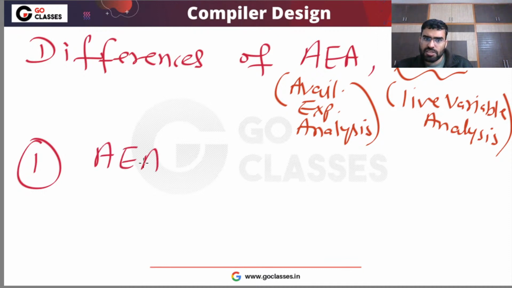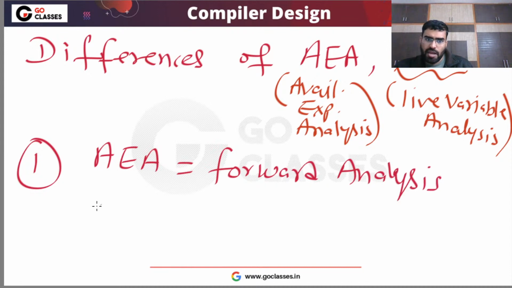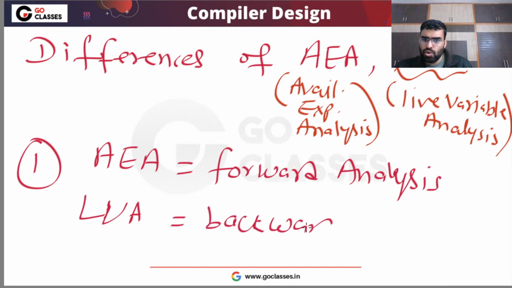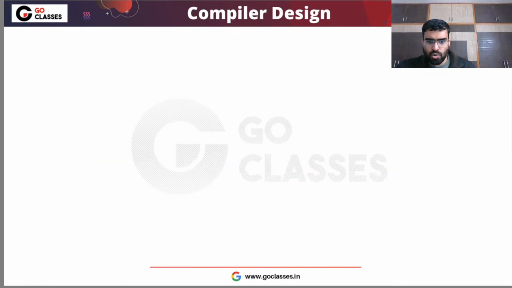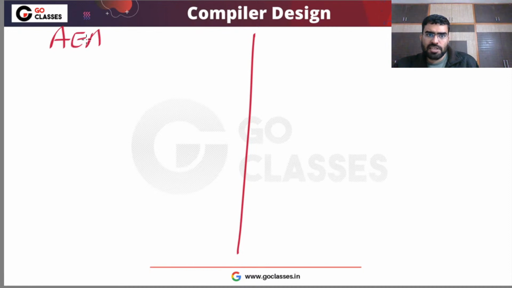The first difference you can notice is that this is forward analysis. Can you notice? This is forward analysis. And can you notice that this is backward analysis? This is a backward analysis. I told you the definition of forward analysis and the definition of backward analysis. You can notice in this available expression analysis what happens, and in this live variable analysis what happens. Let me tell you.